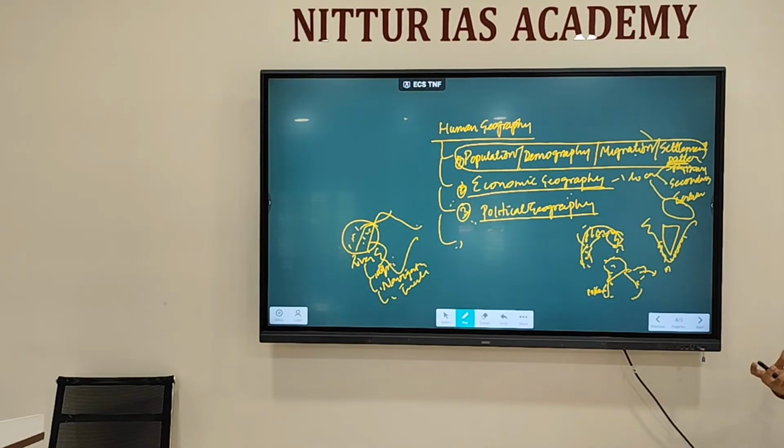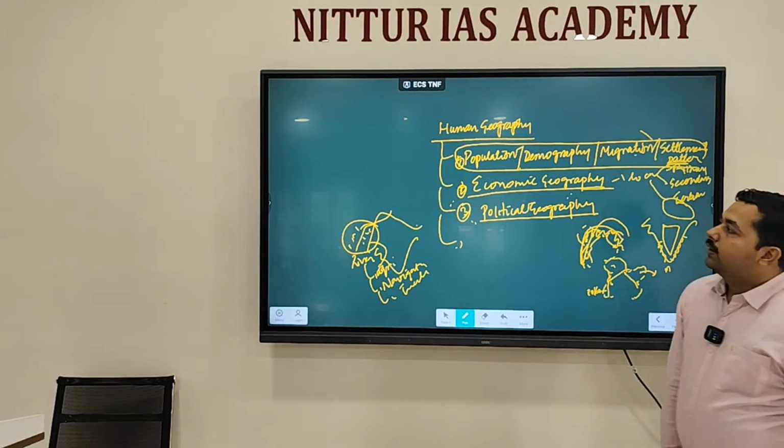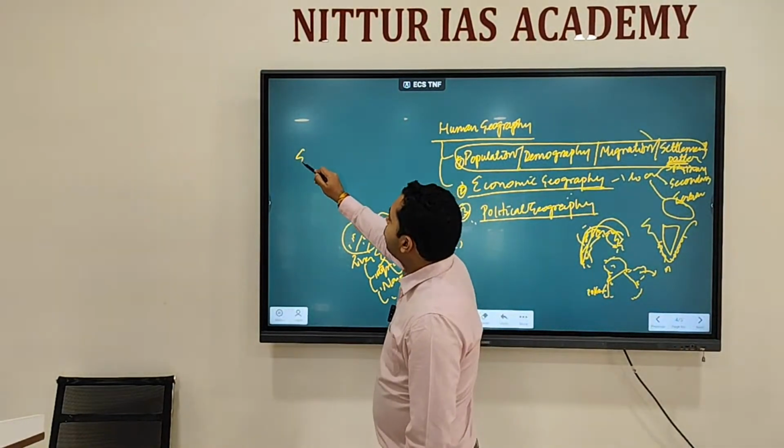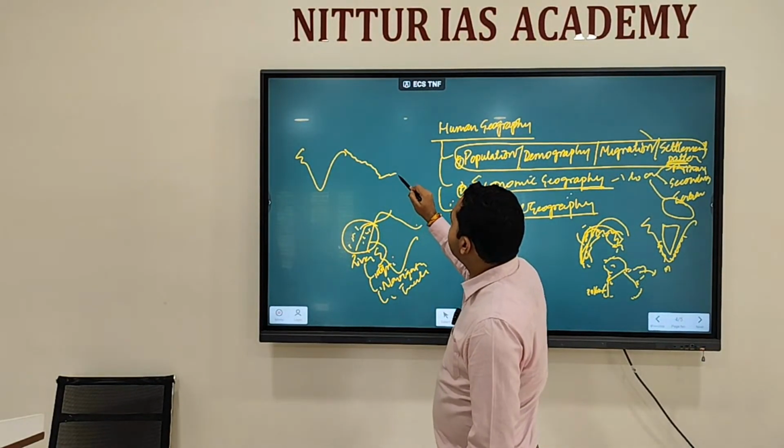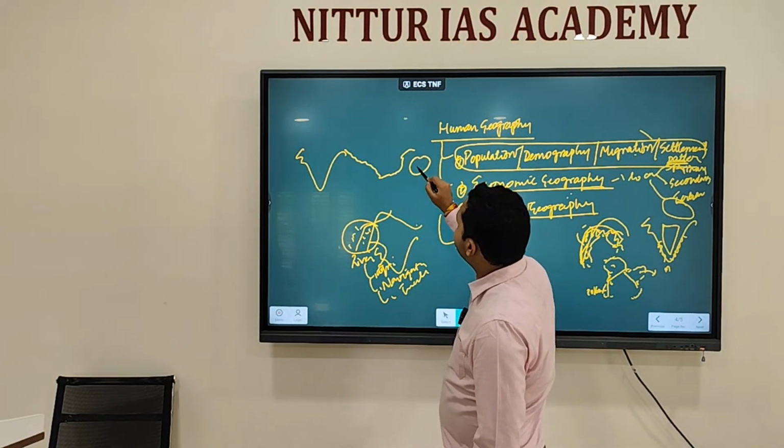But what you see here deals with geography, the location part. So this comes under which type of geography? Political geography. Clear? Like this, you'll study about this part. If you see, this part is India, and then in this region you'll find the South China Sea.